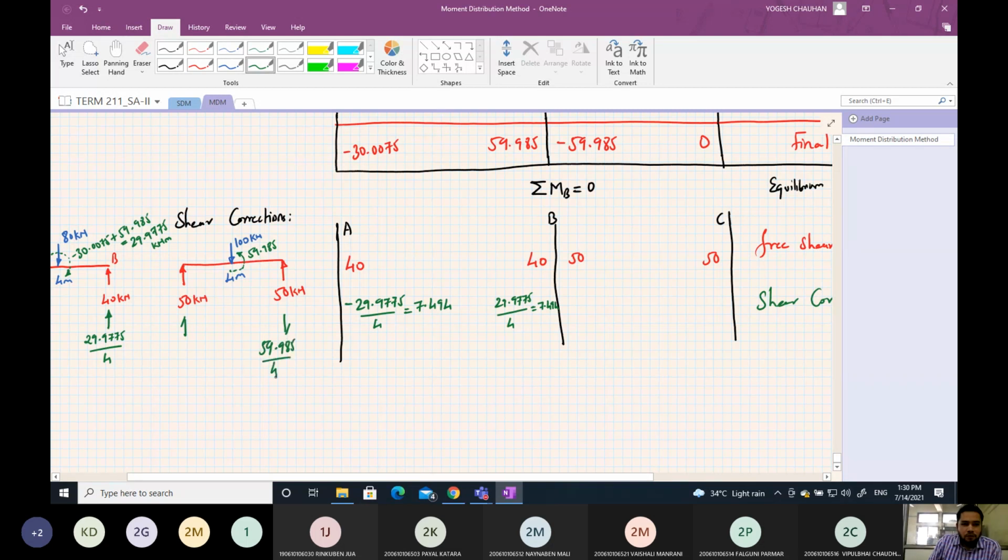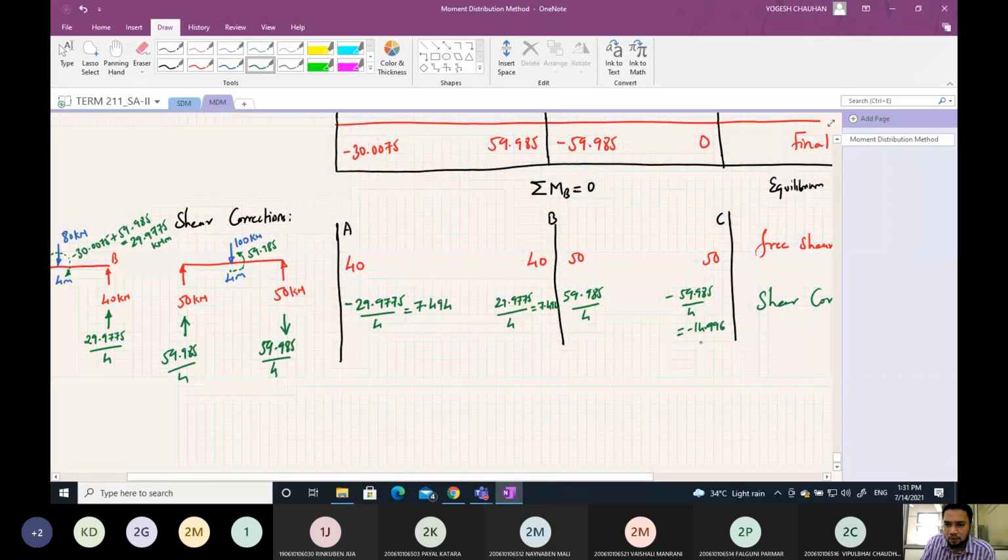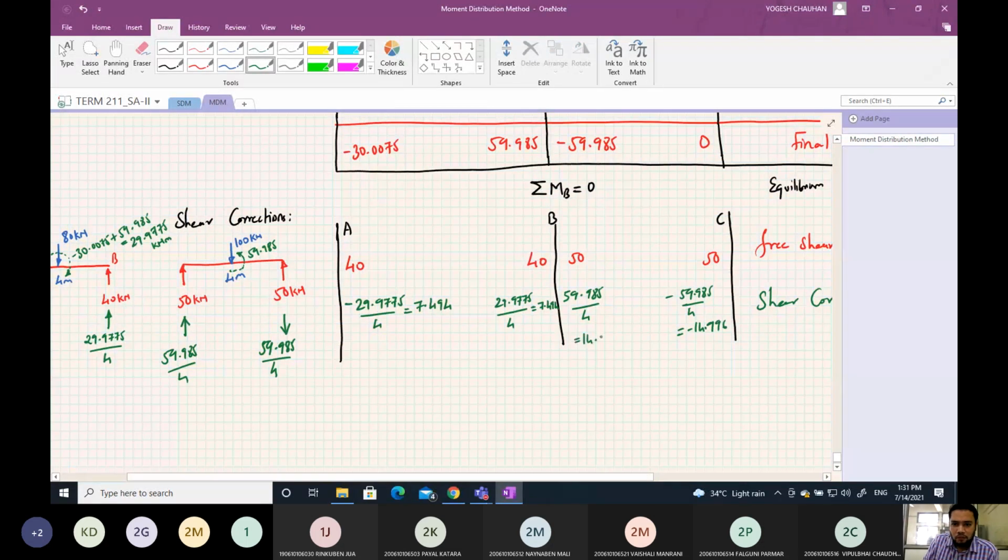So this will be 59.985 divided by 4. Here this will be positive 59.985 divided by 4. This will be minus 59.985 divided by 4. So that is minus 14.996, and this value will be 14.996.